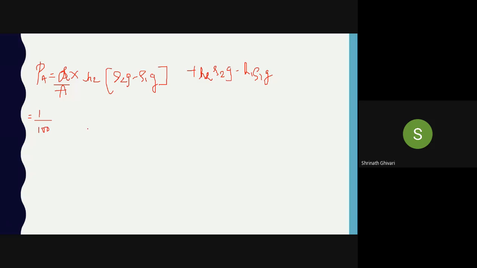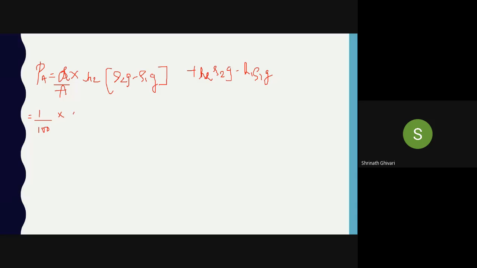You know the values. PA equal to what is the formula? A by capital A into H2 rho 2 G minus rho 1 G, plus H2 rho 2 G minus H1 rho 1 G. Correct? Can you calculate using this? So A by A is 1 by 100. Right? A by A is 1 by 100.